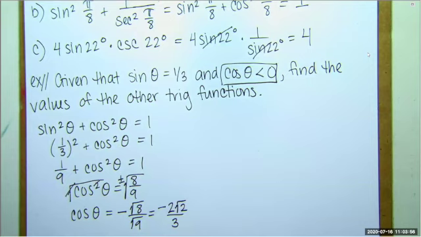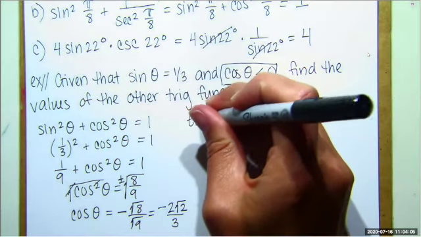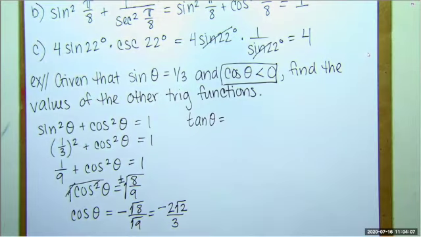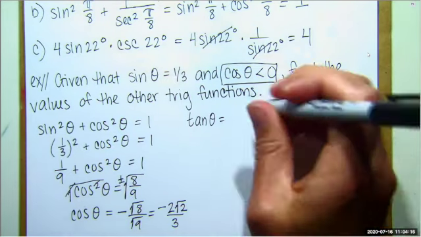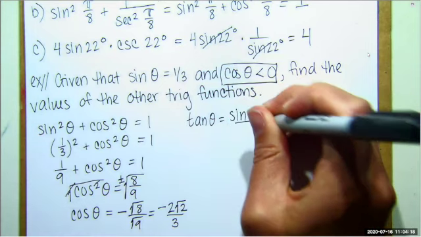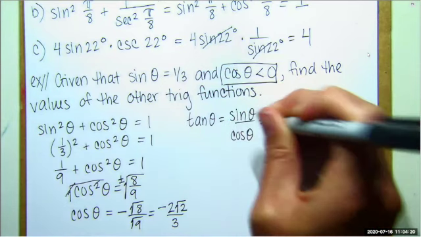Any questions on that? Okay, so we have sine, we have cosine. The next step is to find tangent. What's our formula for tangent of theta? Tangent is equal to what over what? Shout it out. Sine over cosine. Sine of theta over cosine of theta.